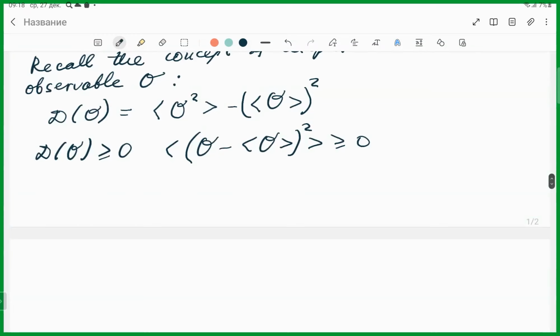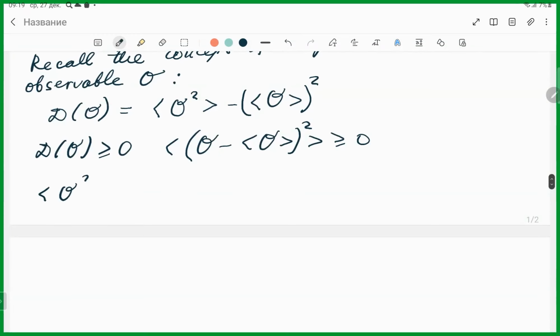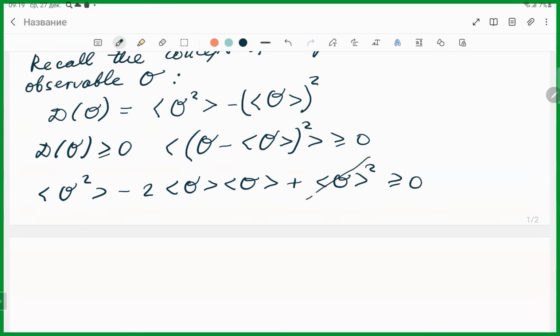It means that the average of O squared minus 2 times the average of O squared plus the average of O squared is greater or equal than 0. So canceling this and this, we get the desired statement.